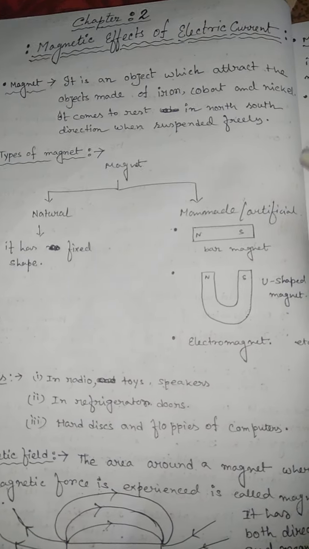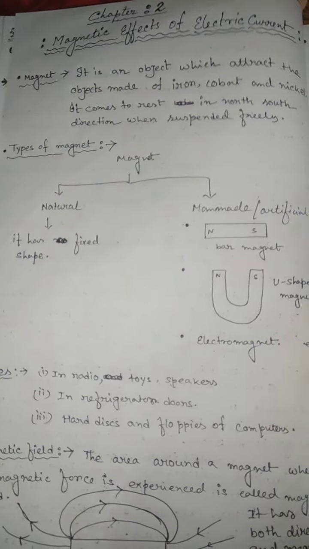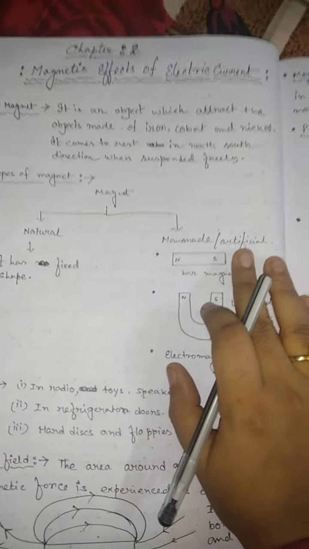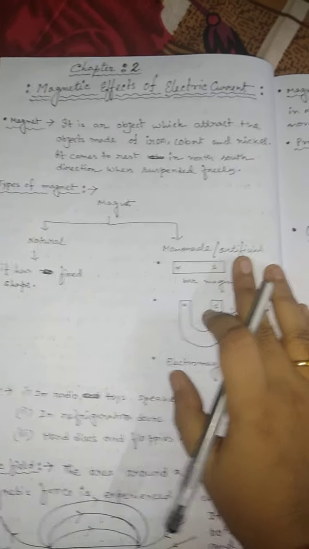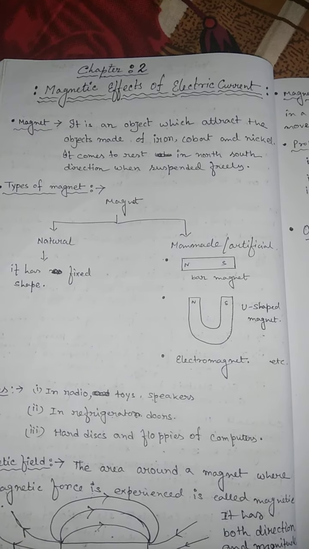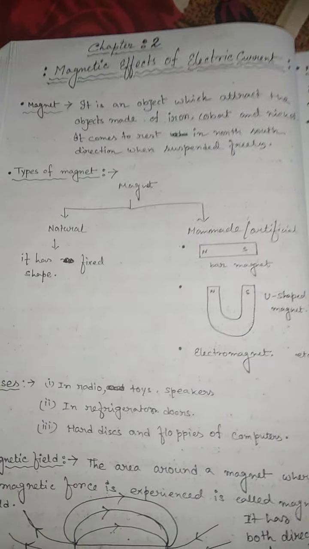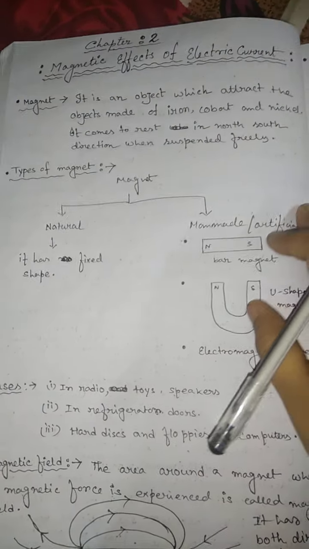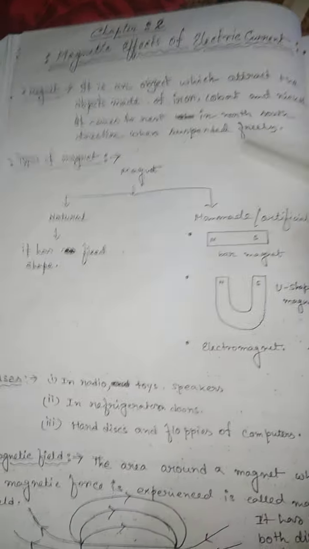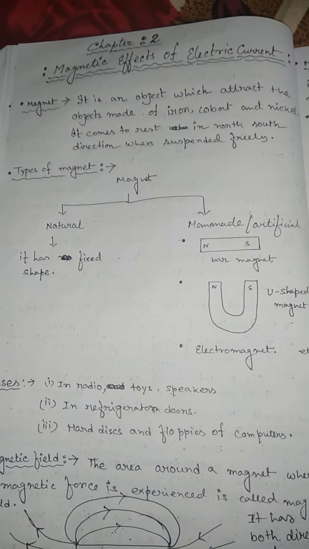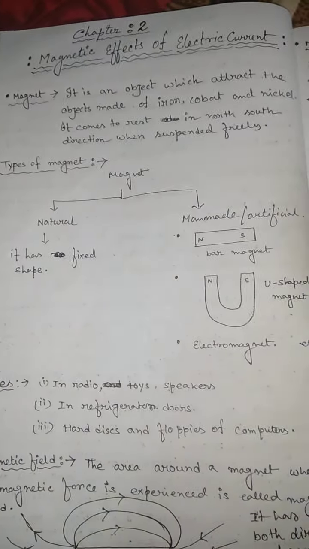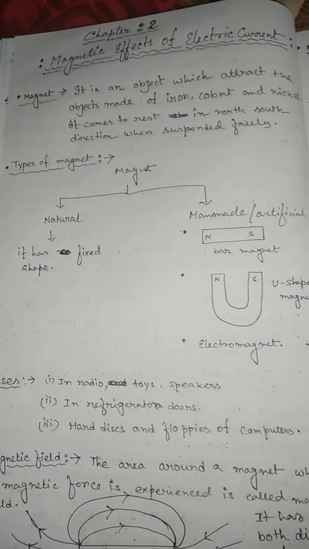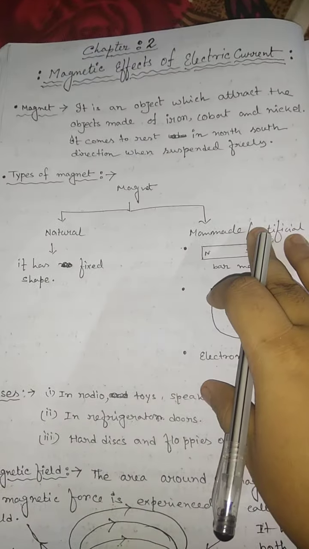Okay, and the magnet has one property. What is that property? If we suspend the magnet freely, it will always come to rest in the north-south direction. And using that property, in ancient times the navigators or the sailors could understand the directions: east, north, south and west.